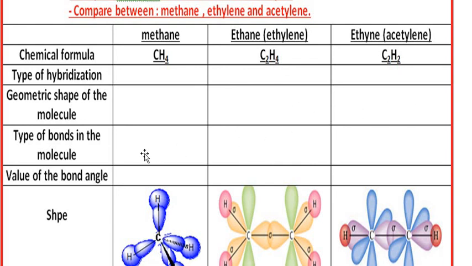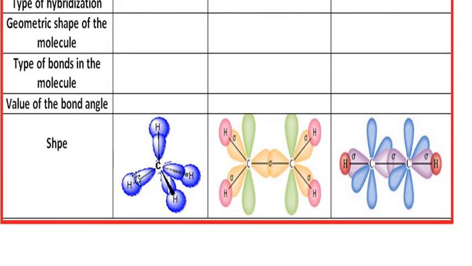As for the types of bonds, in methane all the bonds are sigma bonds. In ethene, there is one sigma bond between the two carbon atoms, and the other bond is a pi bond. In ethyne, between the two carbon atoms, there is one sigma bond and two pi bonds. The geometrical shape of them is as presented here.